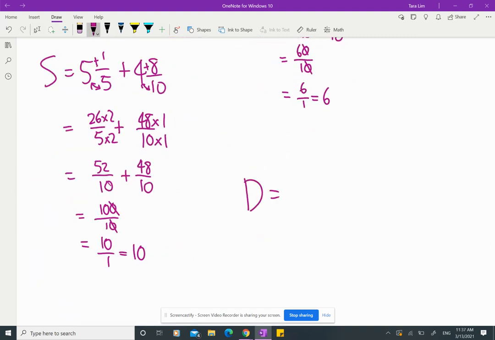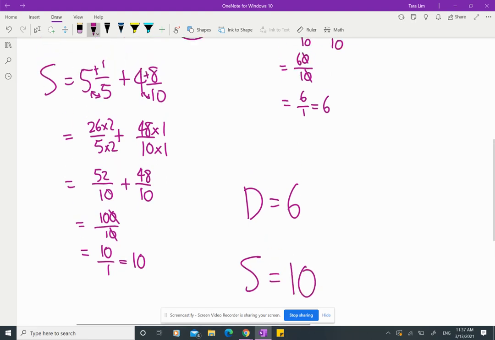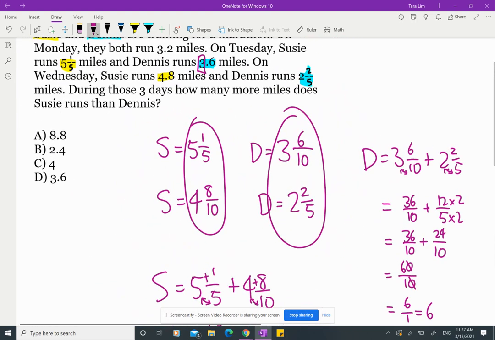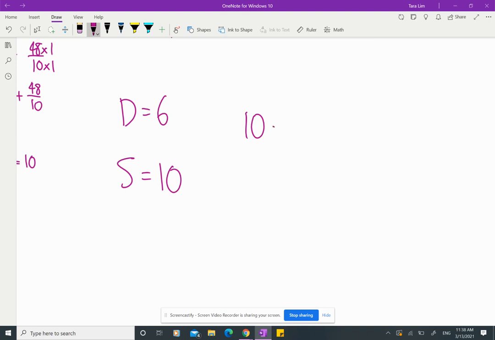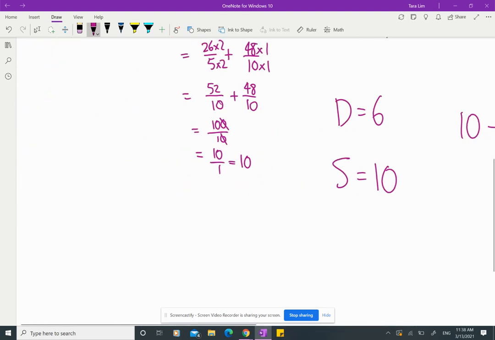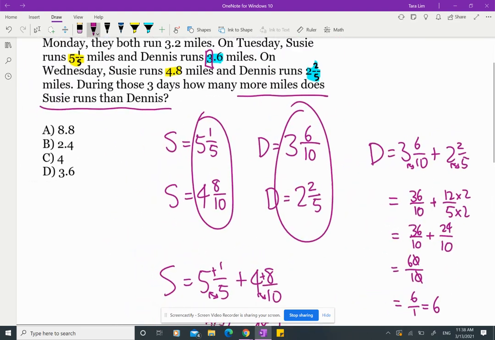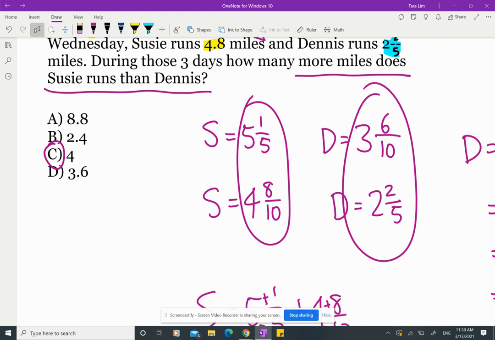So Denise is 6 and Susie is 10. And if we want to know how many more miles Susie runs than Denise, then Susie minus Denise. So 10 minus 6 gives us 4. So the answer is C. Susie runs 4 more miles than Denise.